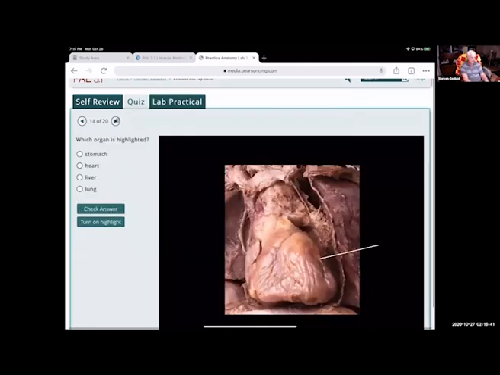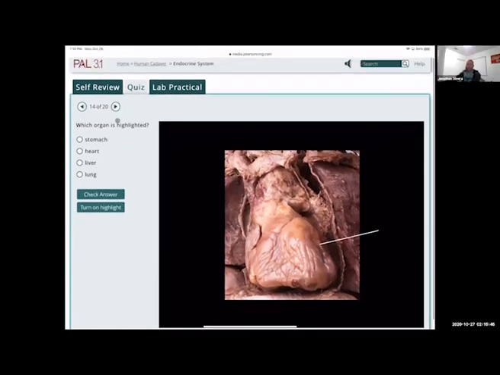Okay, another one here. What organ's highlighted? The lung, no, the heart. I was gonna say the liver, but no, I'll agree with the heart. That's the heart. Like I said, we haven't gotten to the heart yet, but we have a whole chapter dedicated to the heart. And you'll learn all the intricacies of it, all the different parts of it, how it functions, how blood flows through it, and everything else. But that is your heart.